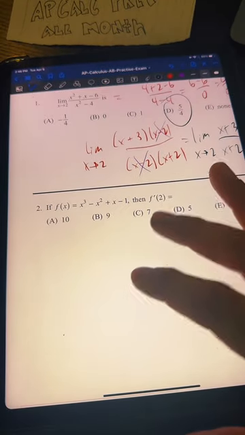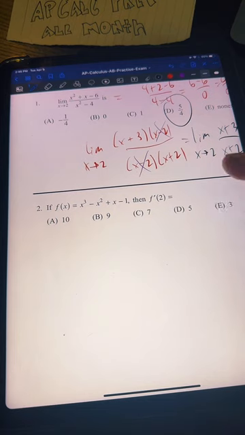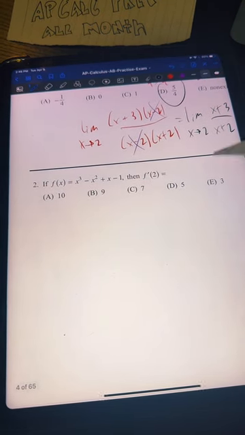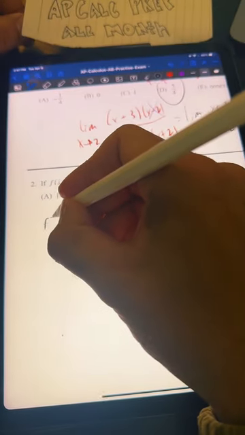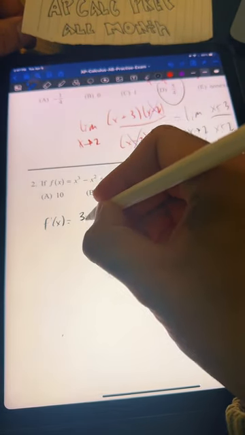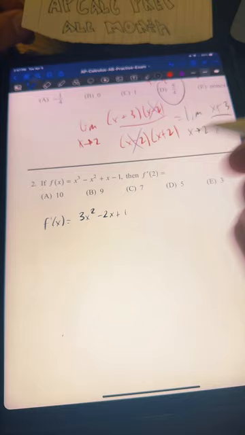Okay, so for number 2, we have the particular function here, and they just want us to find f' of 2. So that's just the derivative evaluated at 2. So let's go ahead and take the derivative here. It's going to be 3x² - 2x + 1.